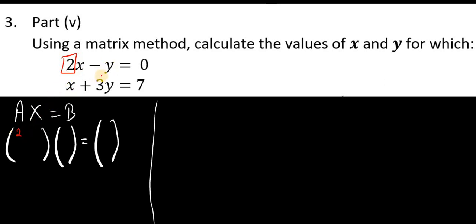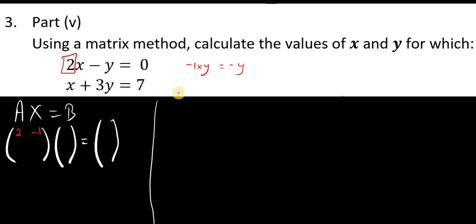What is multiplying y here? Well, negative 1. Think about it: 1 times y gives us y. If I apply a negative to it, it will be negative y. So negative 1 times y is negative y. So this negative y here is really a negative 1.